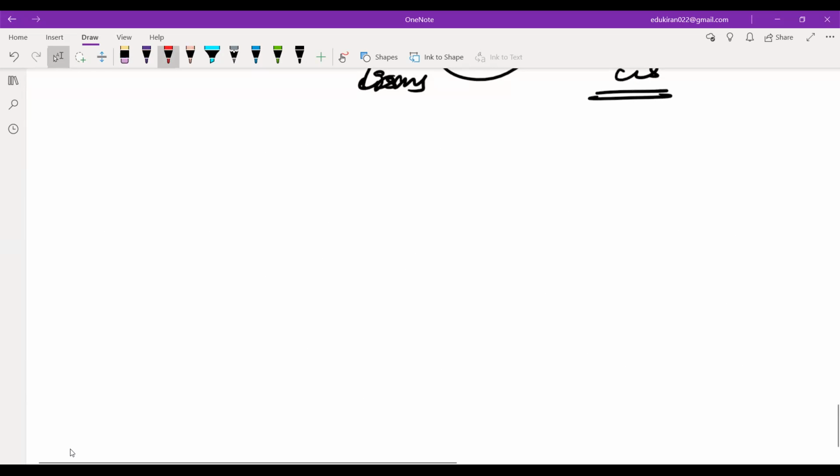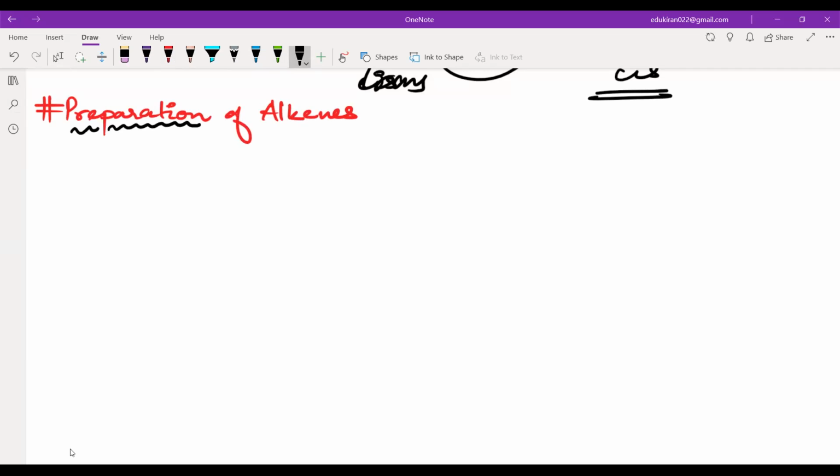Now, preparation of alkynes. Sorry, preparation of alkenes. Now, we have seen the preparation of alkenes. A few of the things will be similar. You remember that we started with the preparation of alkane. We prepared alkene from alkenes. So similarly, we will be preparing alkene from alkynes.